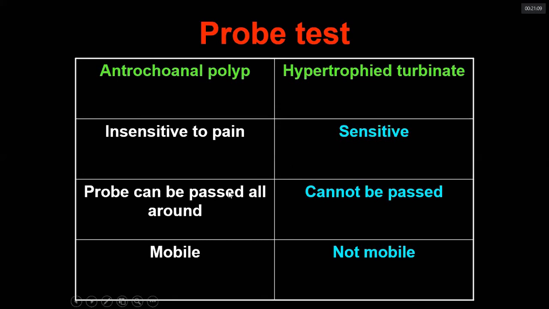The probe can be passed all around an AC polyp, but a turbinate comes from the lateral wall and is bone with mucosa, so the probe cannot be passed all around because of the attachment to the lateral wall. Similarly, the AC polyp is mobile, but the turbinate is fixed to the lateral wall.